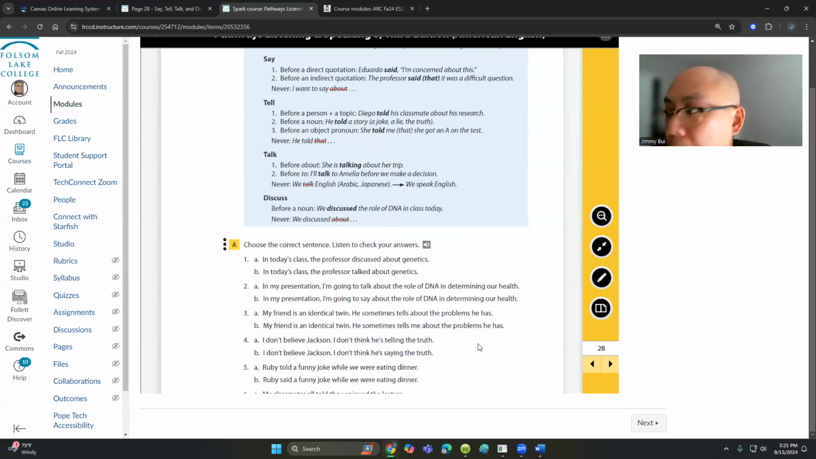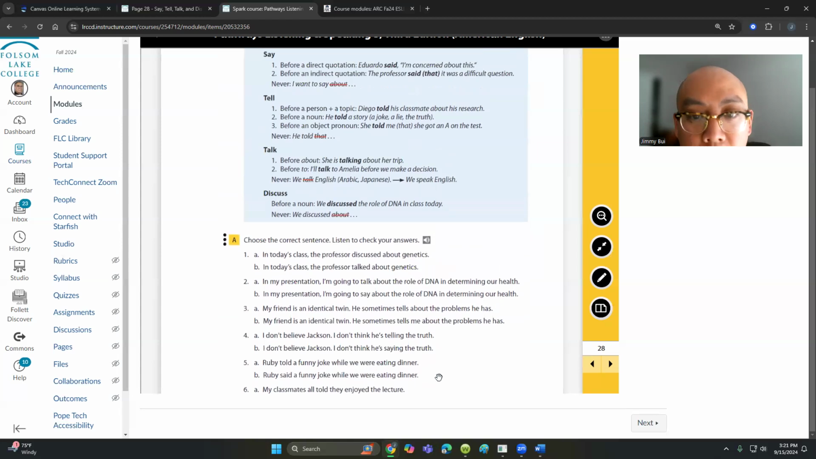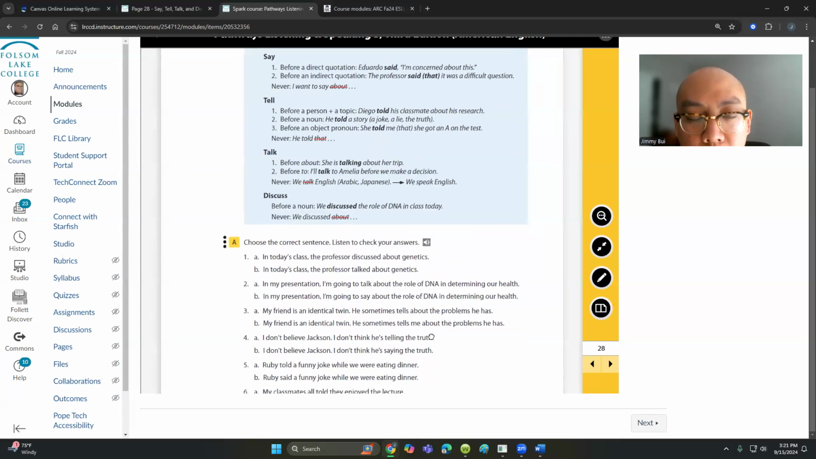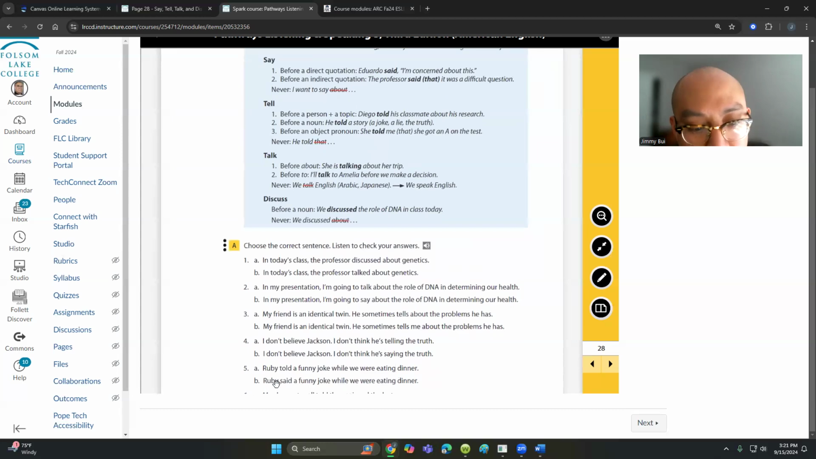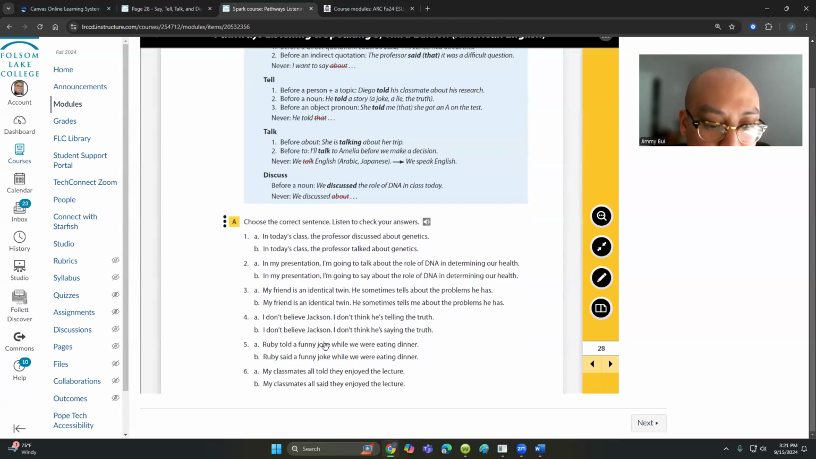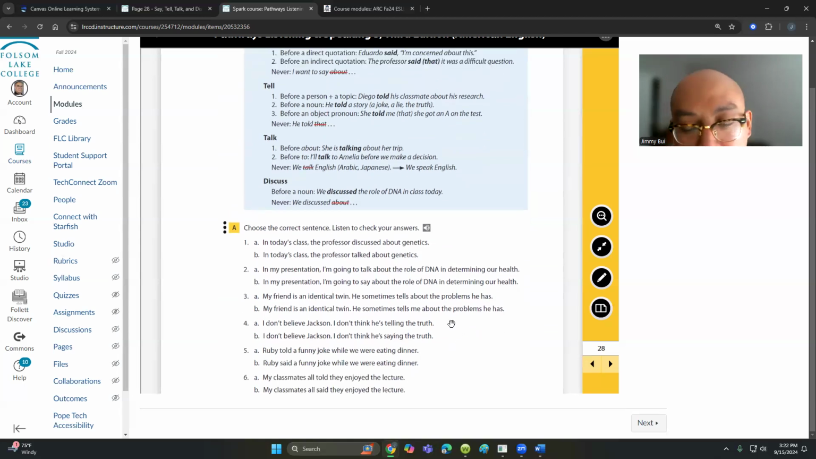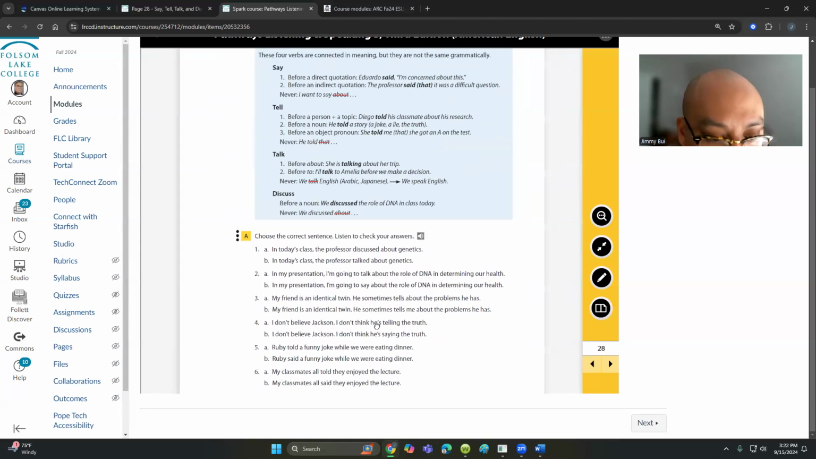Grammatically, "Ruby said a funny joke while we were eating dinner" is incorrect. However, I would say for number five, in speaking, using this verbiage would be acceptable. The commonality, the usage of subject said plus a funny joke while we were eating dinner, is commonly spoken and accepted. So grammatically, according to the rules, it is incorrect. But if you were to say, Ruby said a funny joke while we were eating dinner, that would be acceptable.